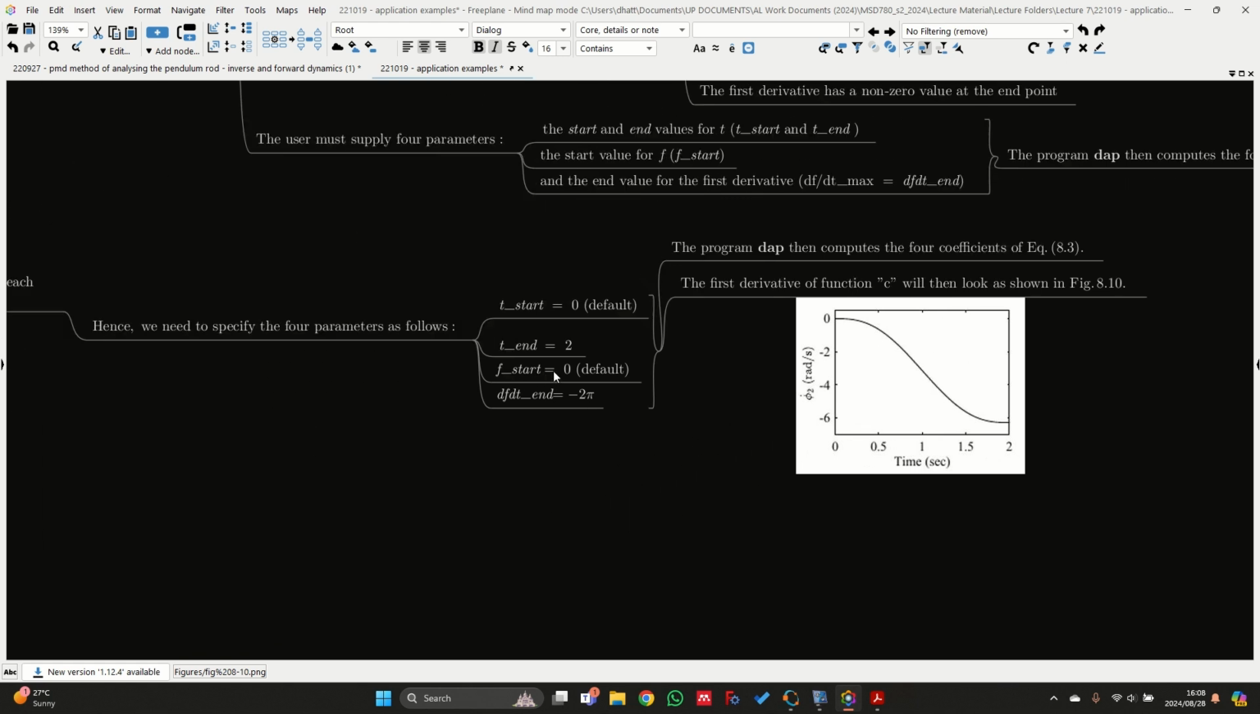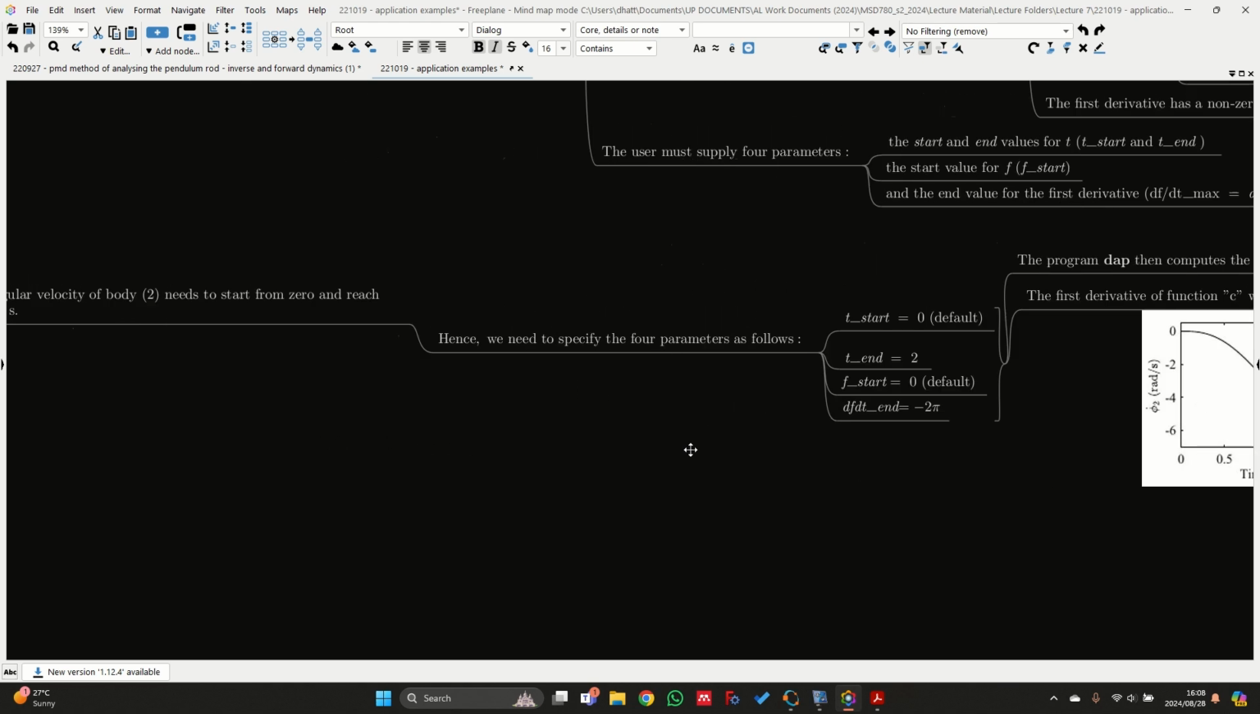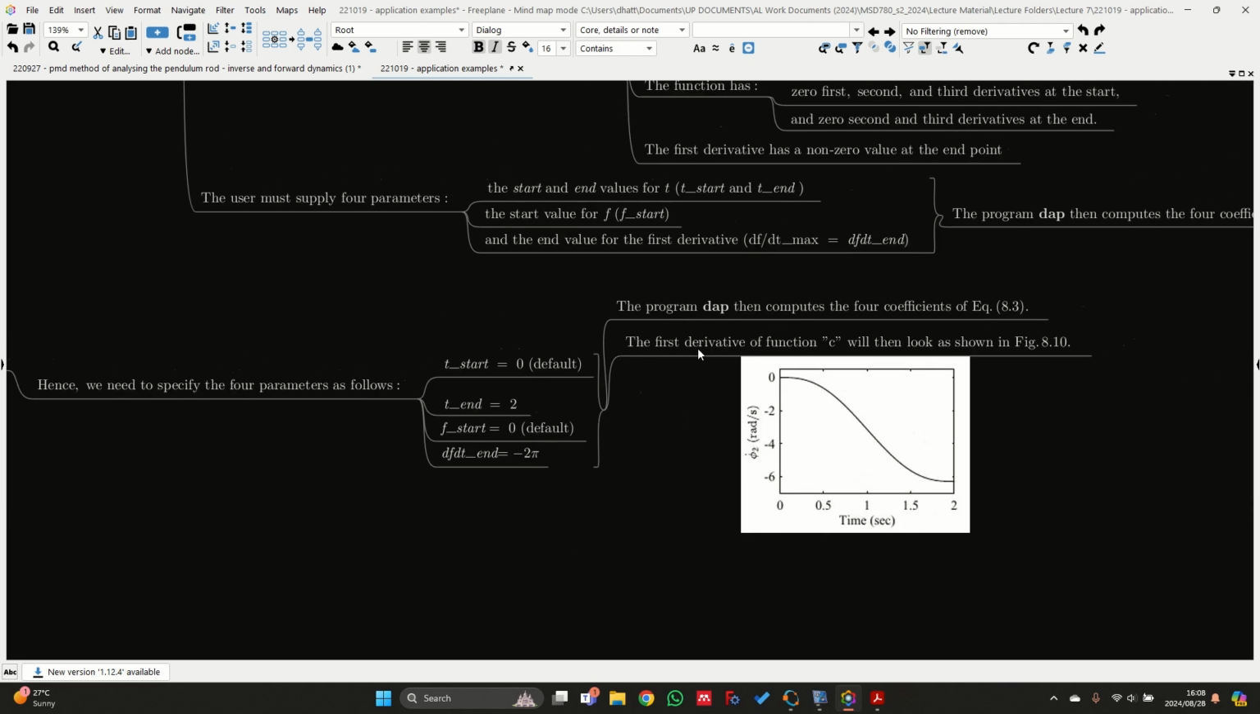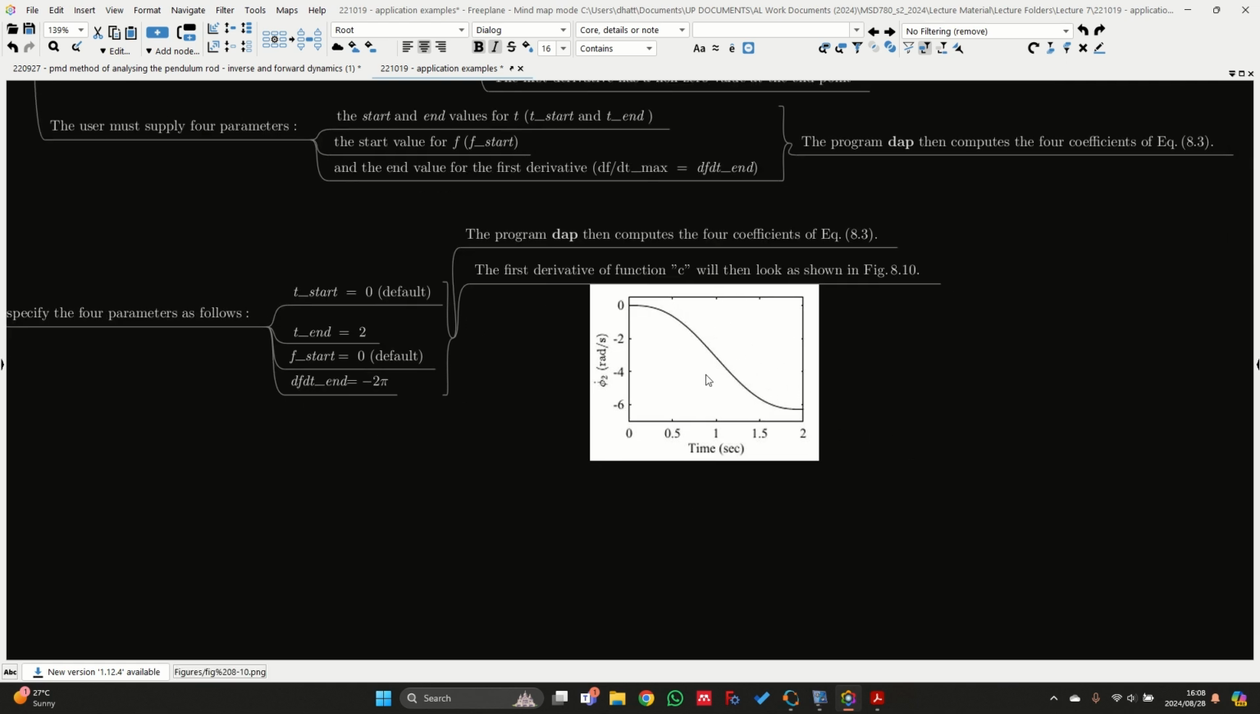Right, then f start is also equal to 0, so also the default value. And then dfdt end is equal to minus 2 pi. And this is simply based on the angular velocity that we want to reach at the end. The program DAP will then compute the four coefficients, and the first derivative of the function c will then look as shown in figure 8.10. So this figure that we have over here, which indeed starts at 0 and then ends at minus 2 pi radians per second. This is simply shown as minus 6.28 on this graph.